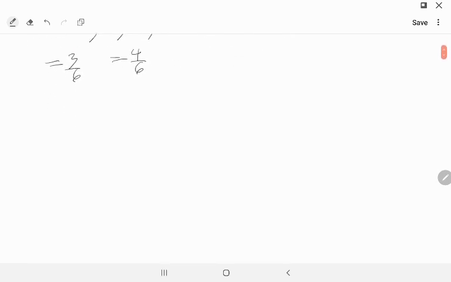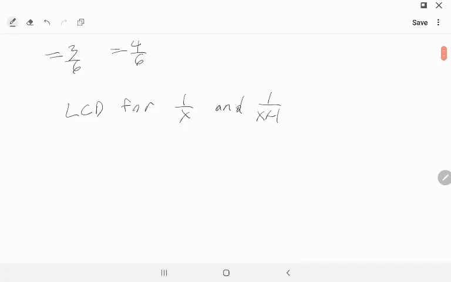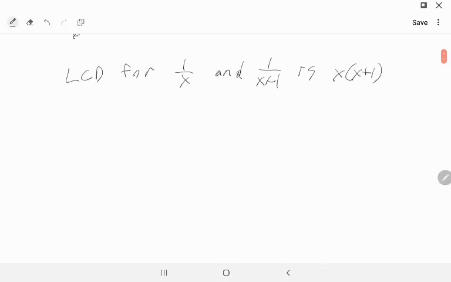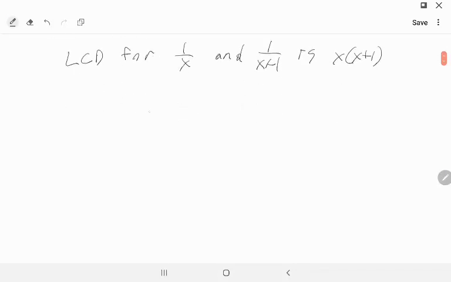So for rational expressions, we have to be a little more careful. If we had the least common denominator for 1 divided by x and 1 divided by x plus 1, now that's going to be x times x plus 1. And so now we notice that we could rewrite the 1 divided by x as x plus 1 divided by x times x plus 1, and we can rewrite the 1 divided by x plus 1 as being x divided by x times x plus 1.